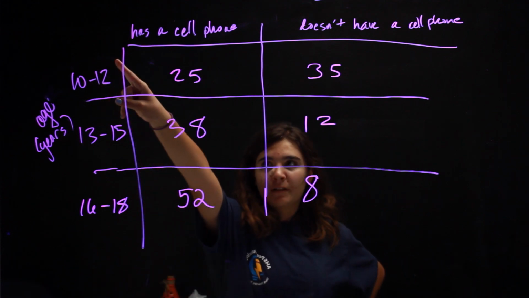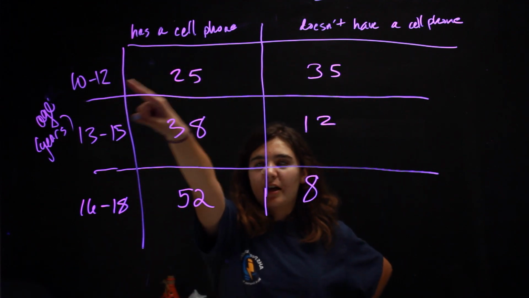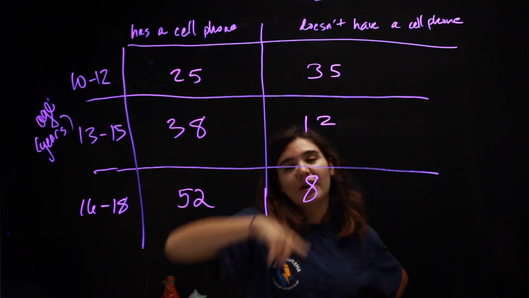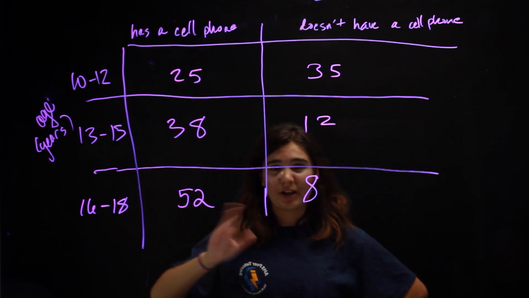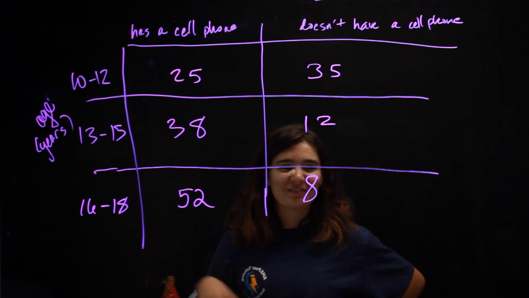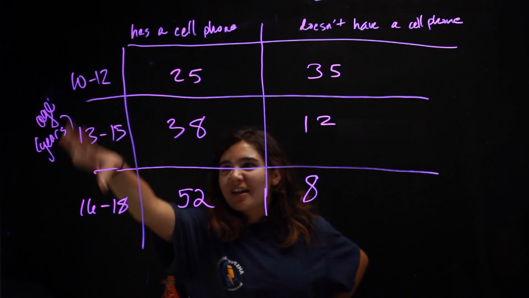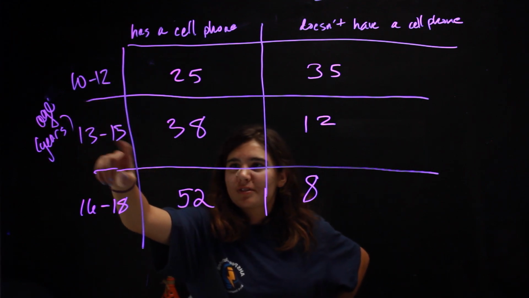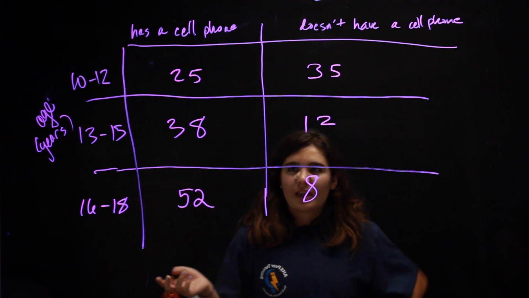Basically, one of these sides, one of the ways is, do you have a cell phone or you do not have a cell phone? So it's a binary kind of thing. You either have it or you don't. You're either pregnant or you're not, right? And then this side is just your age in years. So here's all the 10 through 12-year-olds, 13 through 15-year-olds, 16 through 18.